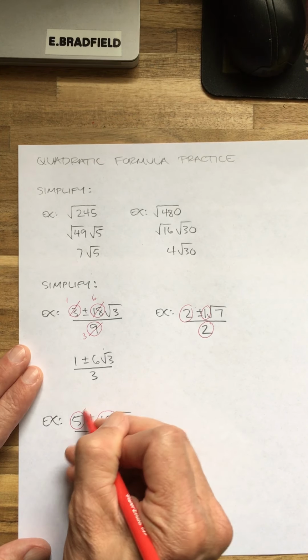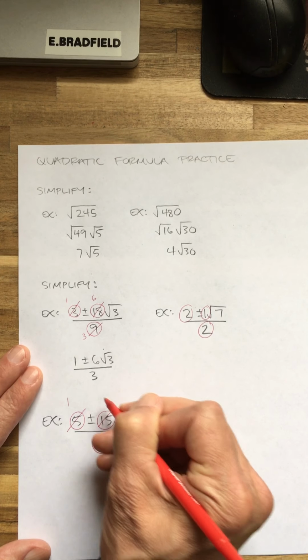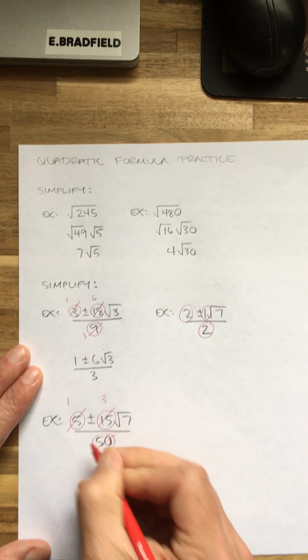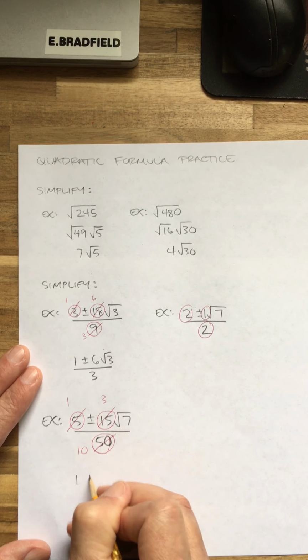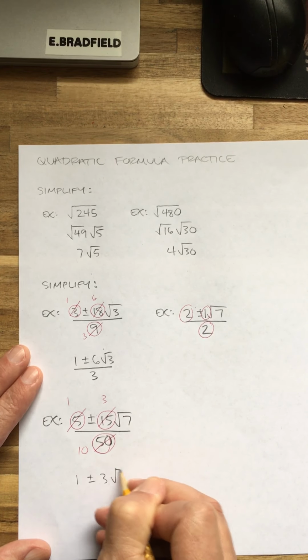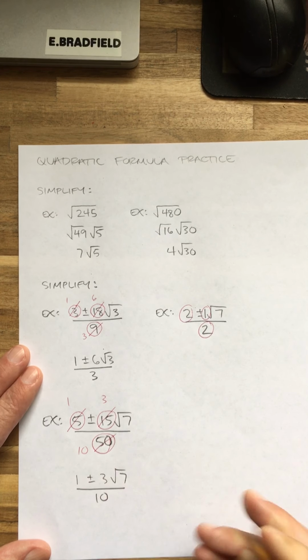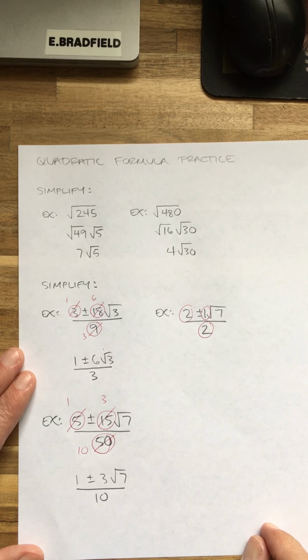So 5 divided by 5 is 1. 15 divided by 5 is 3. 50 divided by 5 is 10. And look what we get. We get 1 plus or minus 3 radical 7 over 10. And now that is simplified.